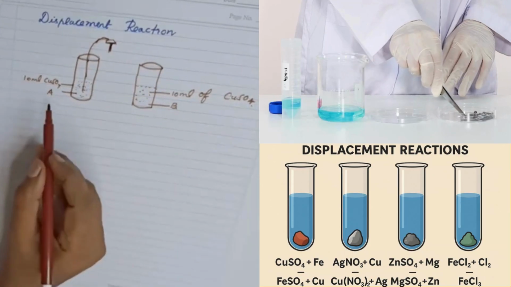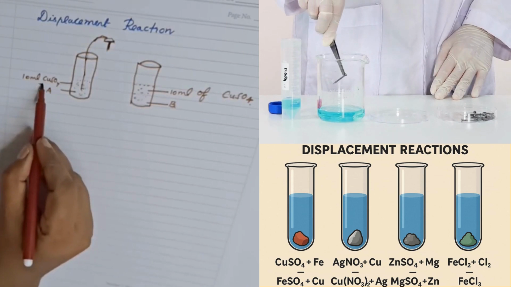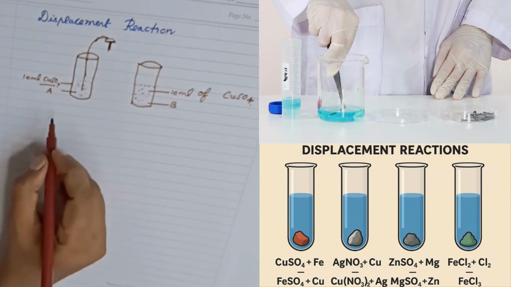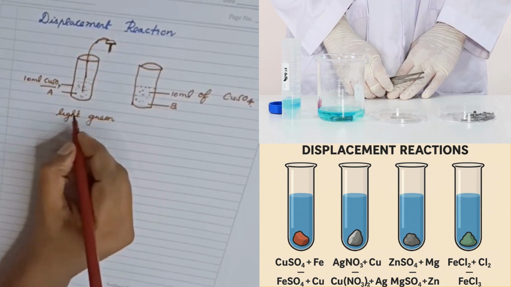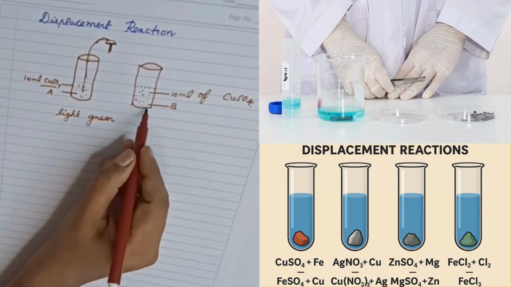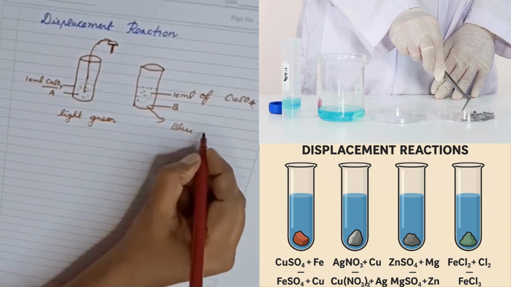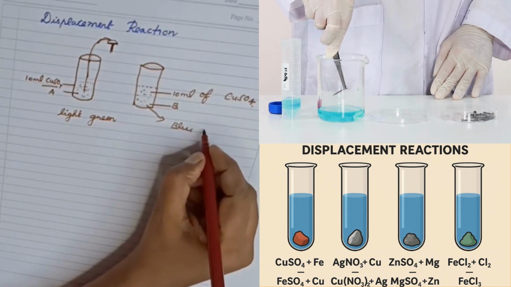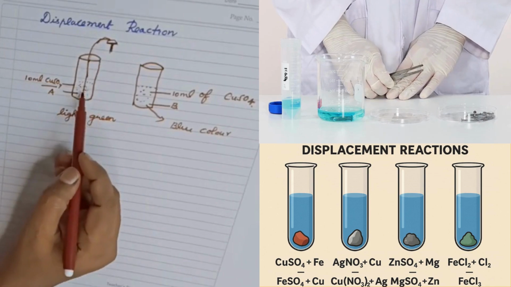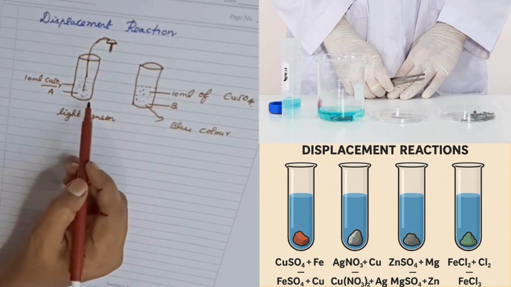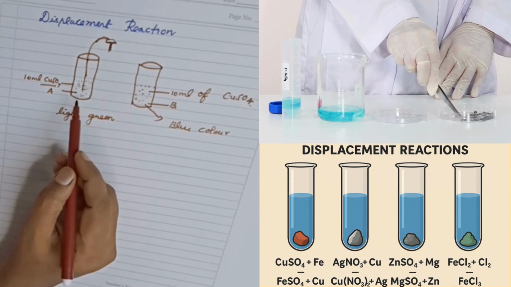After 30 minutes, in test tube A, the color of the copper sulfate solution changes into light green. Here, the copper sulfate solution is blue in color, and the second test tube stays the same blue copper sulfate. In the first test tube, after adding the iron nail and waiting for half an hour, the color of the copper sulfate fades and changes into light green.